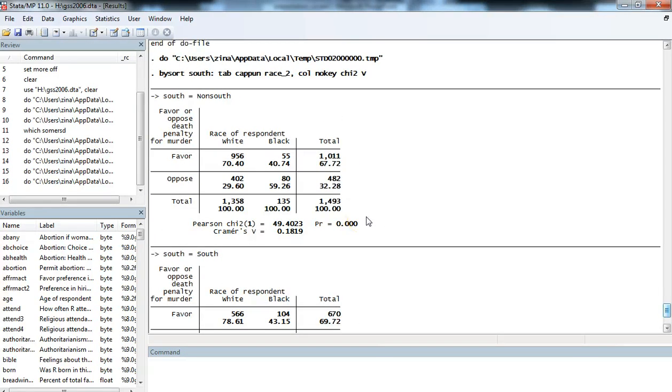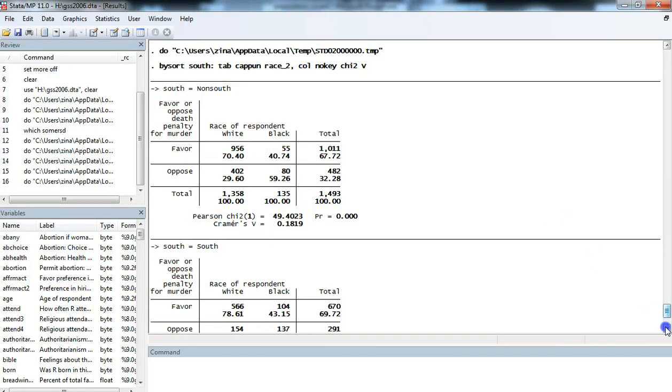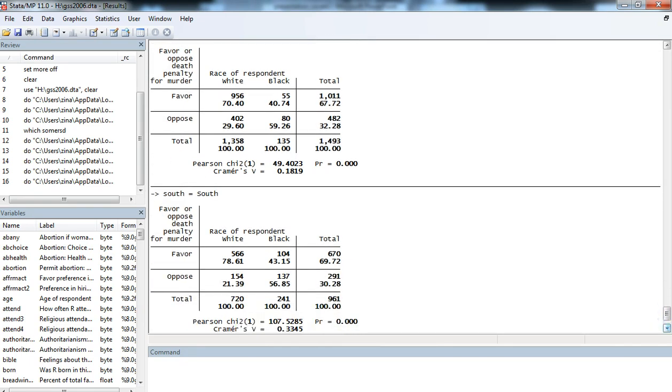Okay, so let us analyze the results. Among non-Southerners, 70.4% of whites favor capital punishment, in comparison with 40.74% of blacks, nearly a 30 percentage point gap. Among Southerners, however, the percentage of blacks who support the death penalty increases to 43.15%, and the percentage of whites increases to 78.61%. Thus, by just looking at the percentages, we deduce that the racial gap is wider in the South.